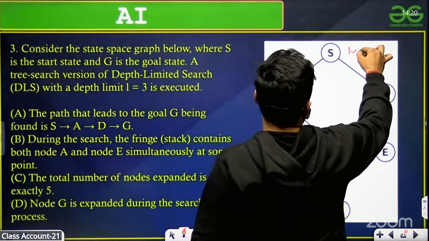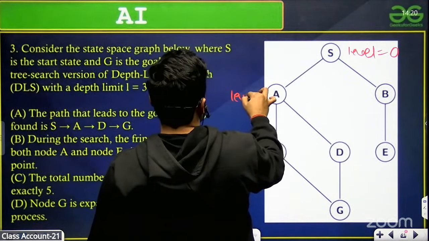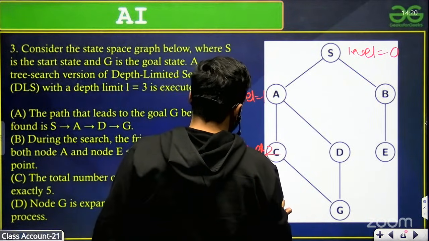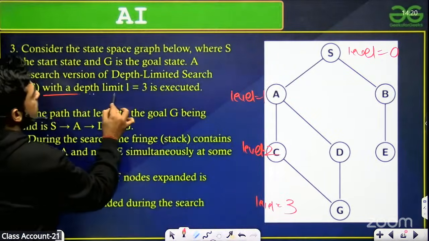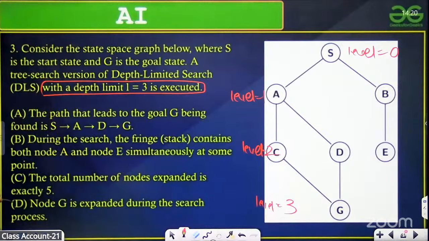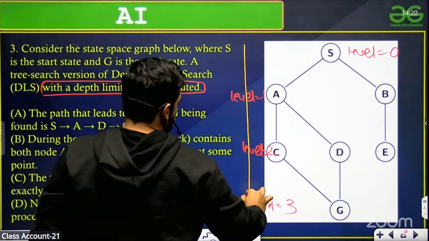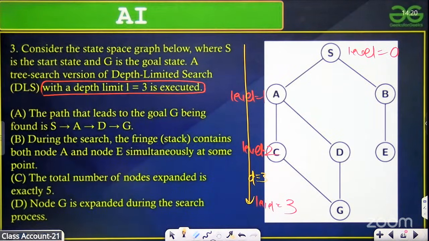So here, if this is level 0, this is level 1, this is level 2, and this is level 3. So he says with depth limit L equal to 3, this DLS is executed. With depth limit equal to 3, this DLS is executed, right? So this is executed till depth equal to 3.